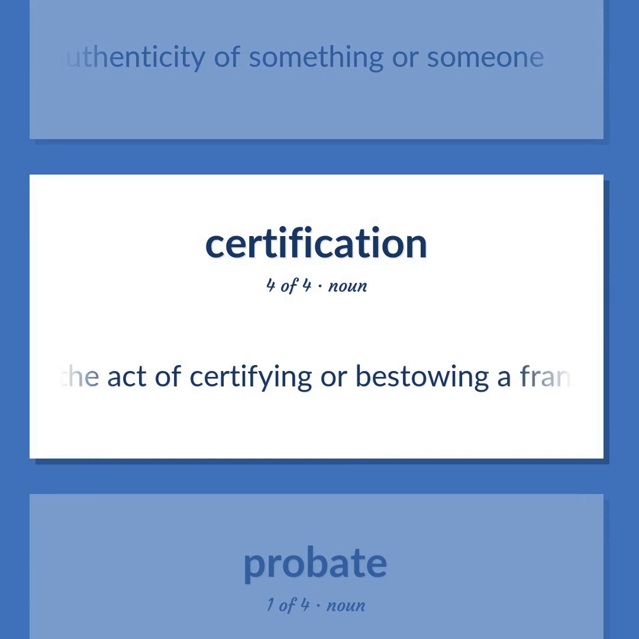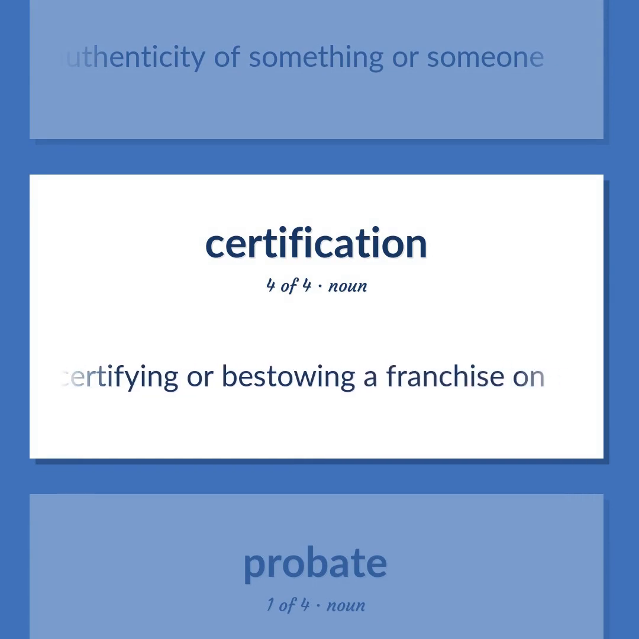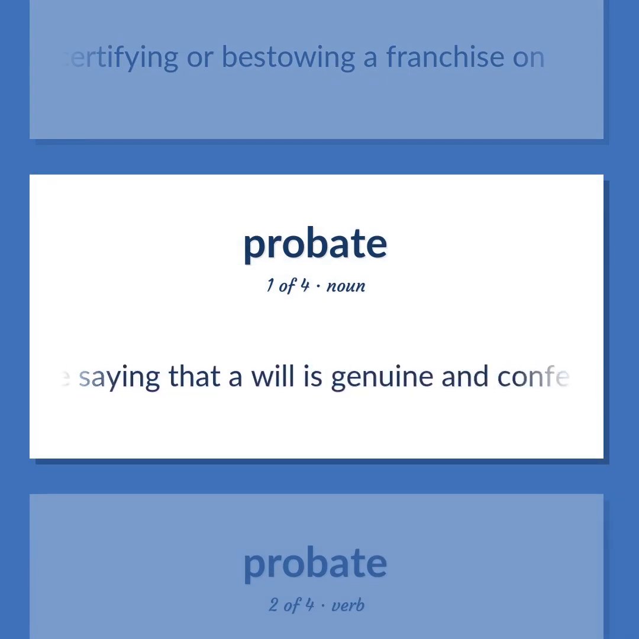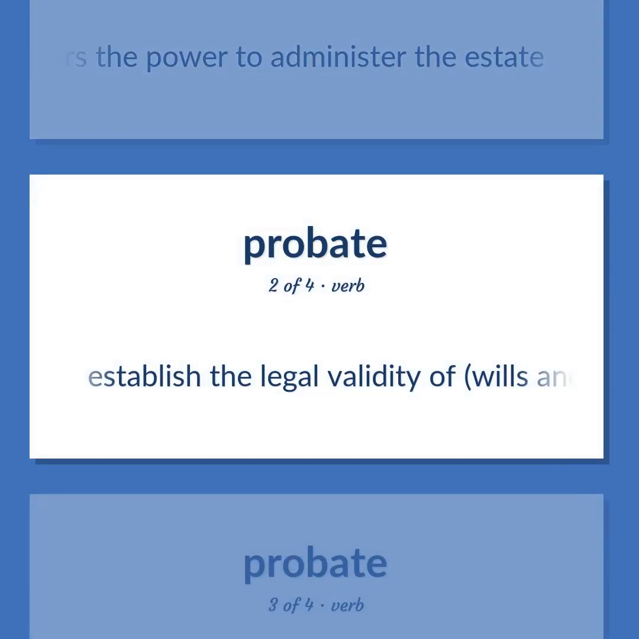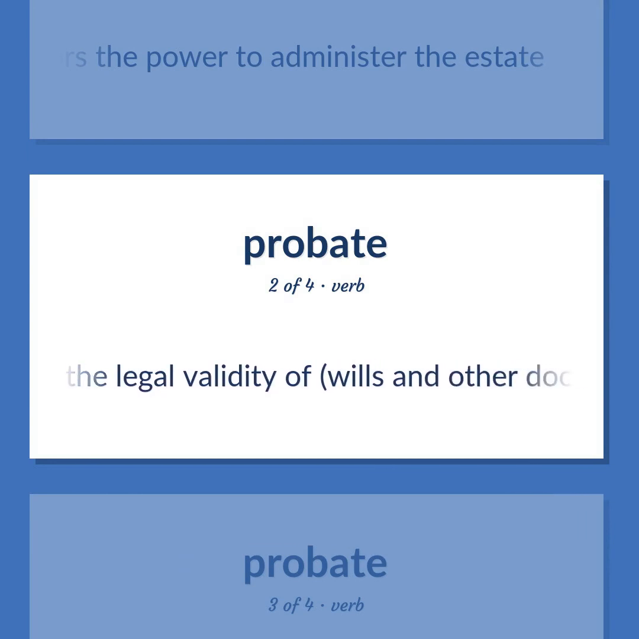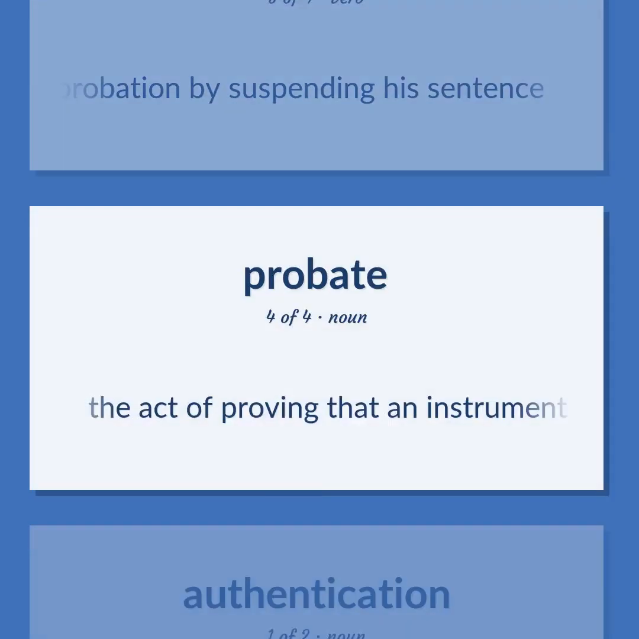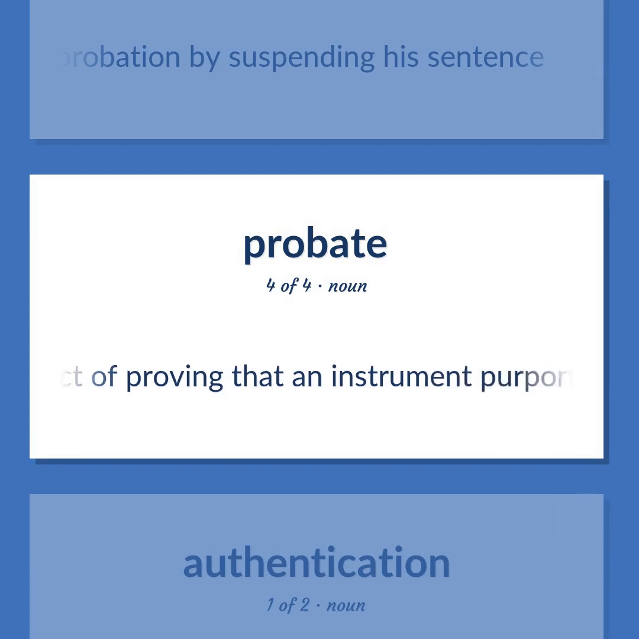The act of certifying or bestowing a franchise on. A judicial certificate saying that a will is genuine and conferring on the executors the power to administer the estate. Establish the legal validity of wills and other documents. Put a convicted person on probation by suspending his sentence. The act of proving that an instrument purporting to be a will was signed and executed in accord with legal requirements.